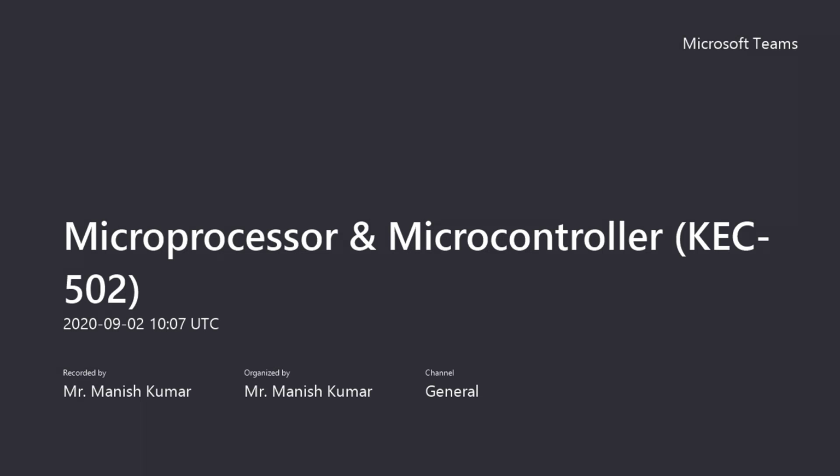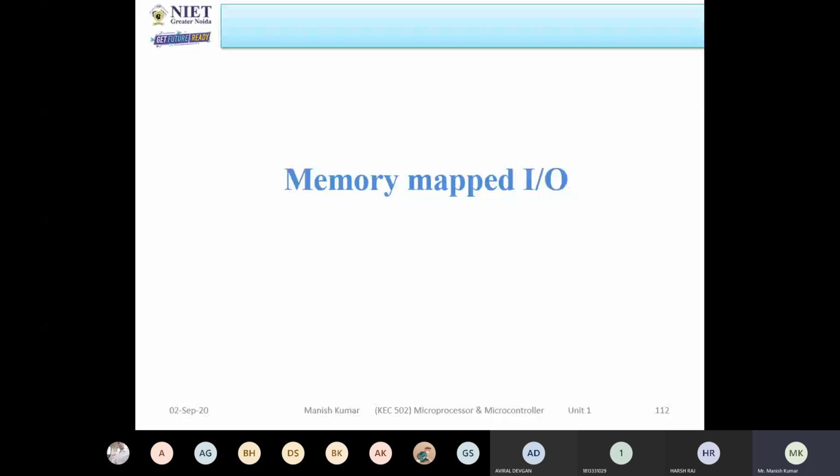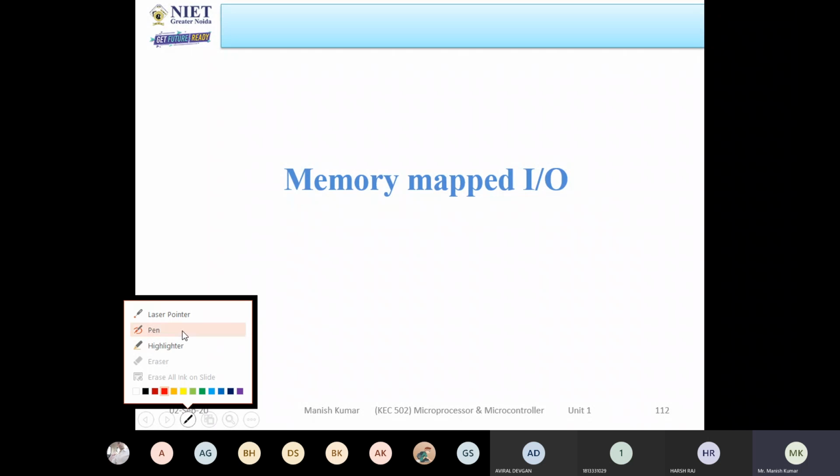Devices. So this is the last topic of this unit 1. You have to understand what is the meaning of memory mapped input output devices. If you want to interface the input output devices with the 8085 processor, then there are two techniques used for interfacing it. The first is called memory mapped input output, and the second one is called input output mapped input output.